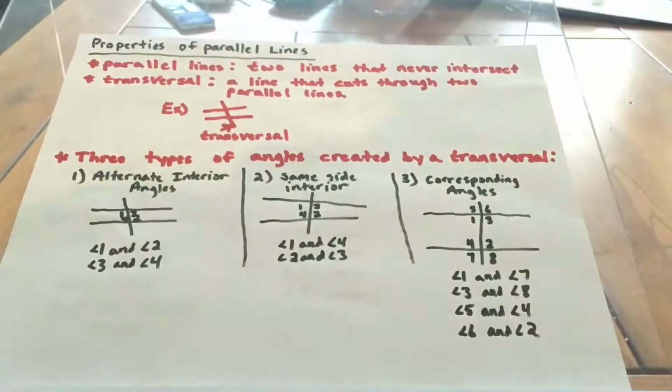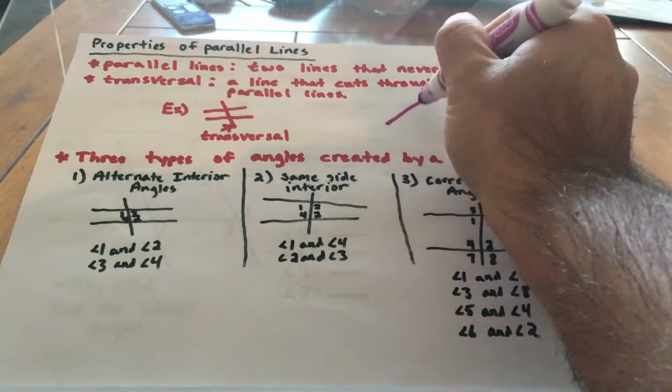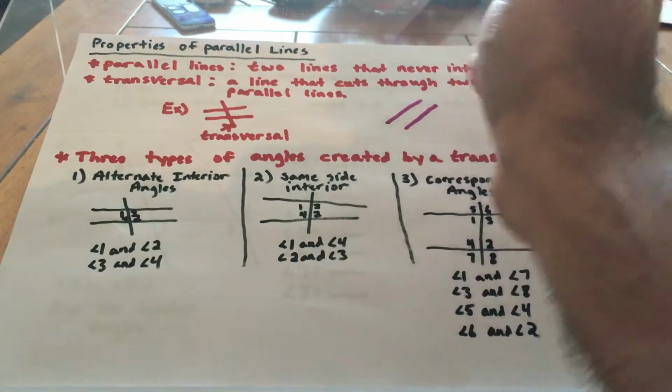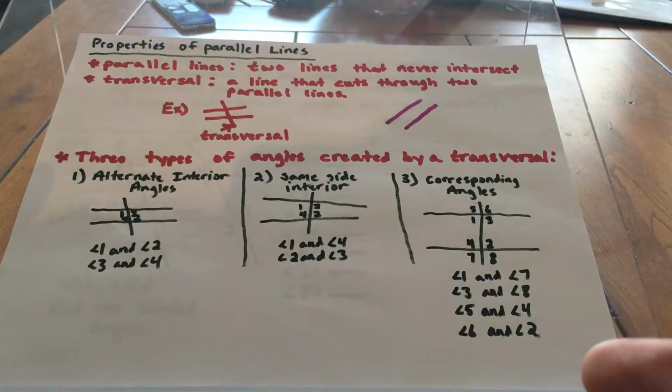So an example of parallel lines would be two lines that go like this, but you know that they're never going to cross each other because they're at exactly the same angle. All right, so that's what parallel lines are. And with parallel lines, if we cut those parallel lines with what's called a transversal, it creates certain types of angles, and that's what we're going to talk about.